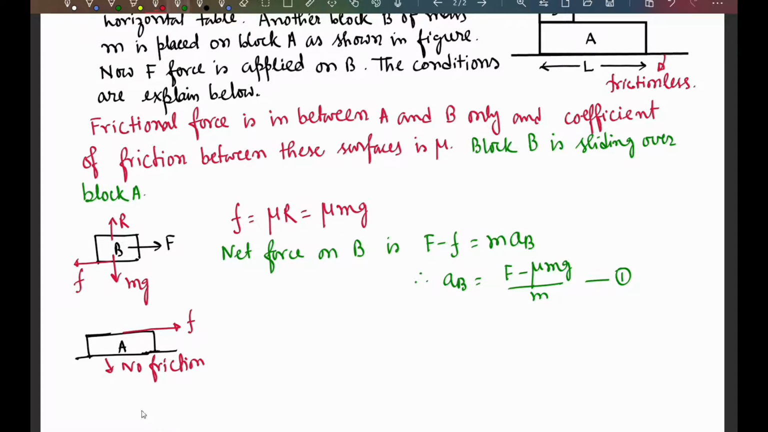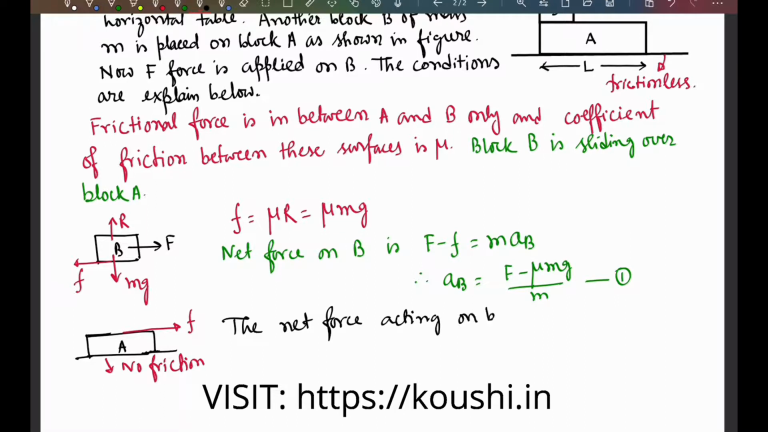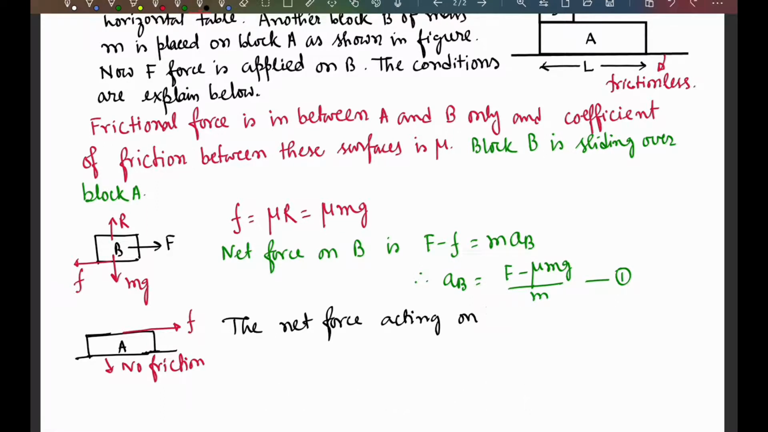Therefore, the net force acting on block A is the frictional force, which is equal to M, the mass of block A, times the acceleration of A. Therefore, mu mg is equal to M times the acceleration of A. Therefore, the acceleration of A is mu mg by M. So this is equation 2.